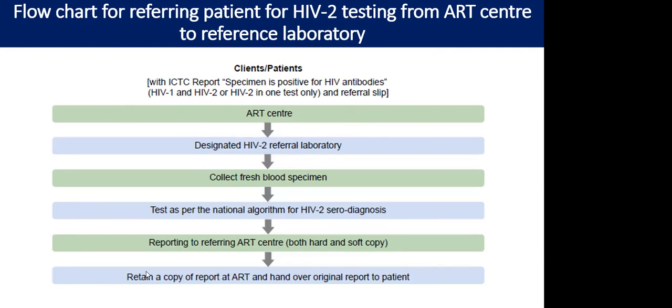Over there, they collect a fresh blood sample and test as per the national algorithm for HIV-2 serodiagnosis. And they report to the referring ART center, both hard copies and a mailed soft copy. Once the report comes to the ART center, we need to hand over the original report to the patient and keep a copy as a record that this is a case of HIV-2, or whatever differentiated result comes. Next.